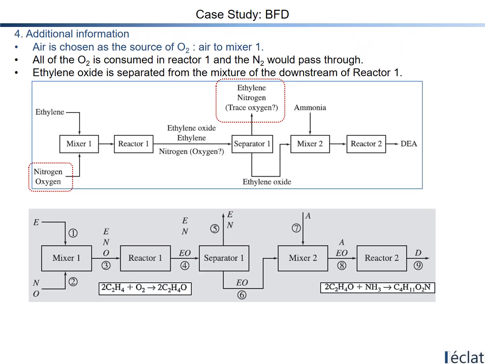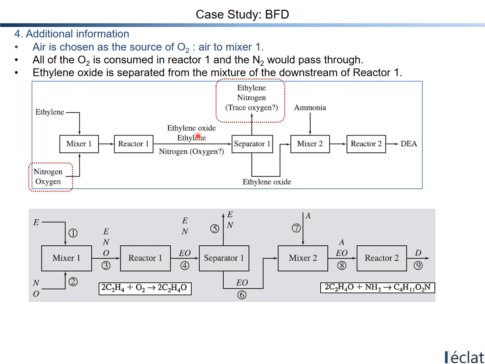And here is the additional information. Even if we have used the oxygen in the previous slide, it would be better to use the air as the oxygen source. So I'd like to introduce air into mixer 1. And all of the oxygen is consumed in reactor 1 and the nitrogen would pass through. So in the output stream of reactor 1, you have one more entity of molecules, that is the nitrogen, as well as ethylene and ethylene oxide.